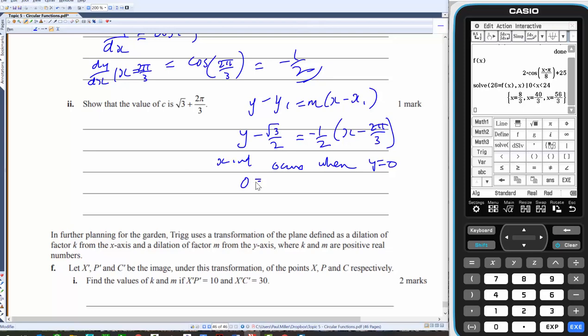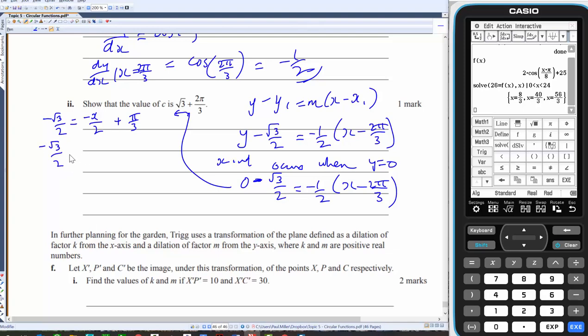So I'm going to say 0 take away root 3 on 2 equals negative 1 x take 2 pi on 3. Okay, so my working is a little bit all over the place here, but I'm going to swing my working out over to this spot here, and I'm going to just expand this out. That's what I'm going to do next. That's going to be negative root 3 on 2 equals negative x on 2, plus rather, the 2's are going to cancel each other out, plus pi on 3. All right, so now negative root 3 on 2, take pi on 3 equals negative x on 2.